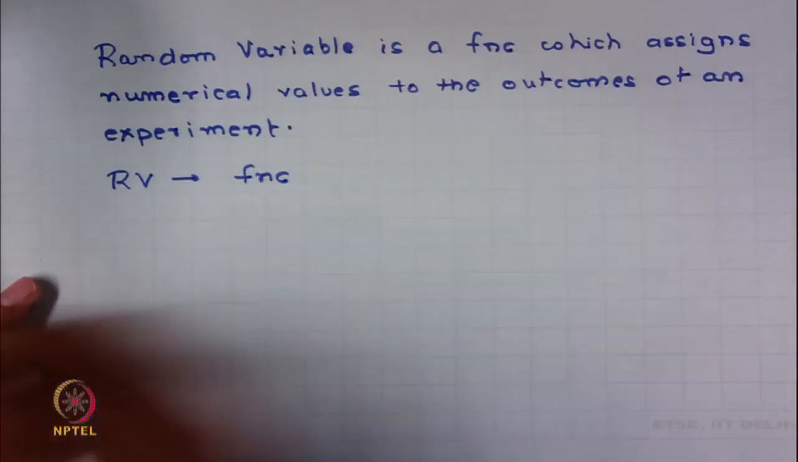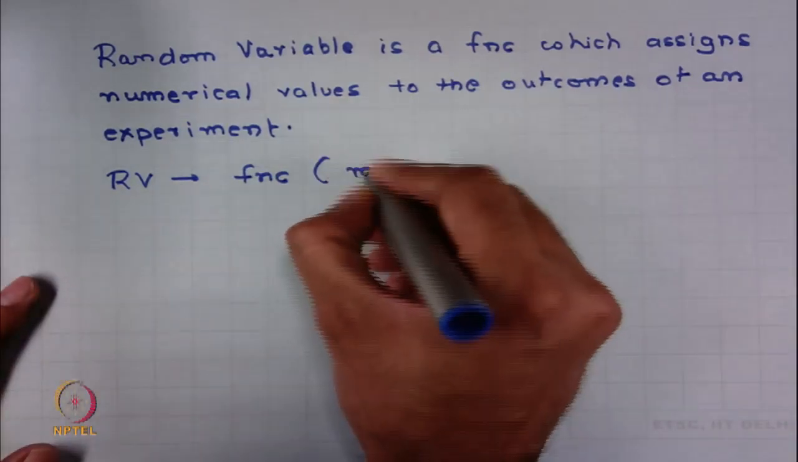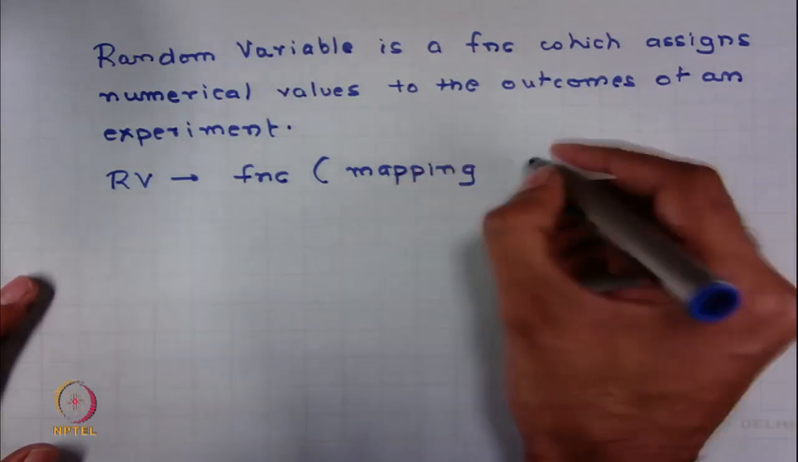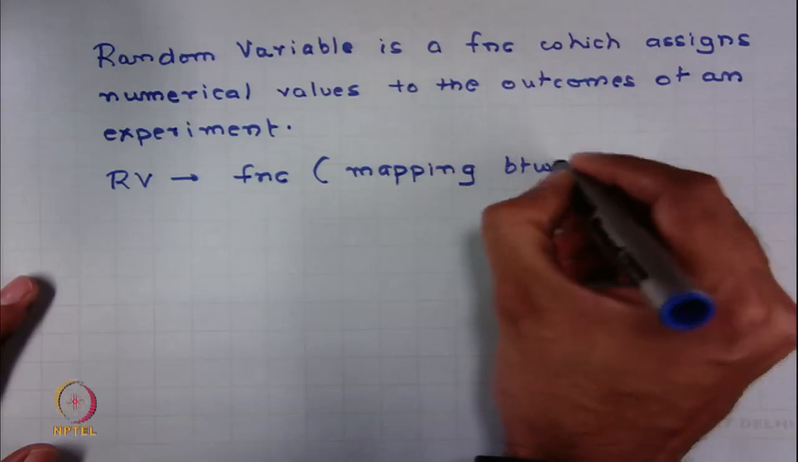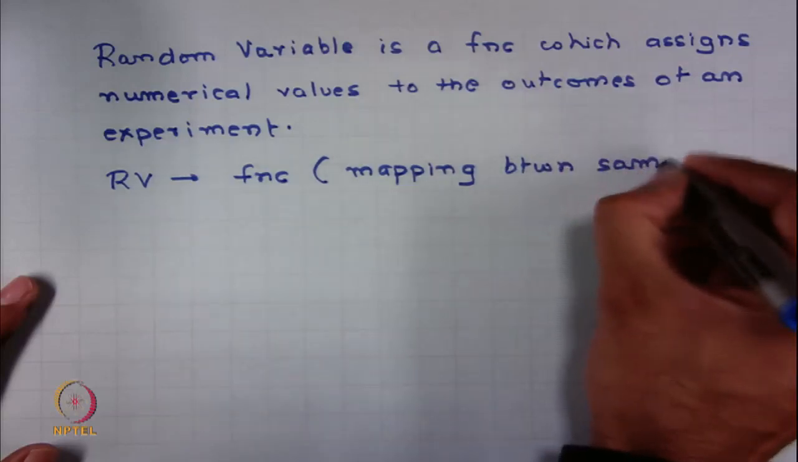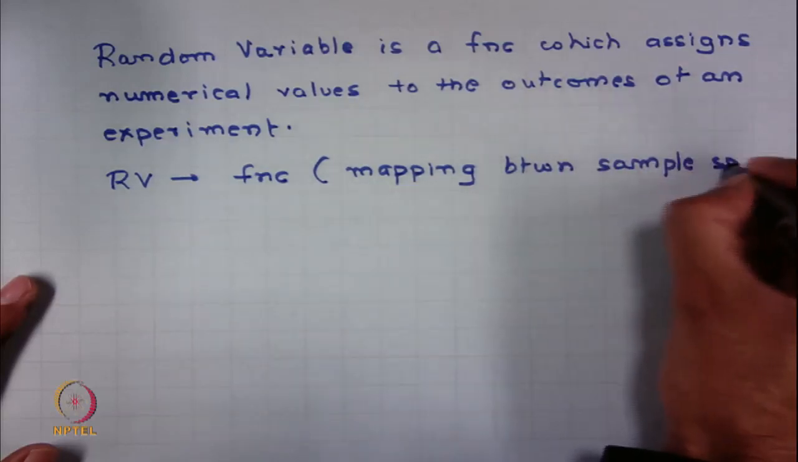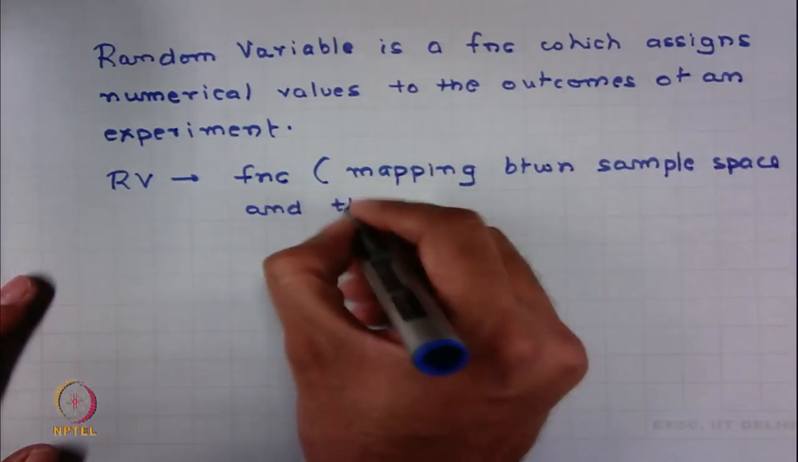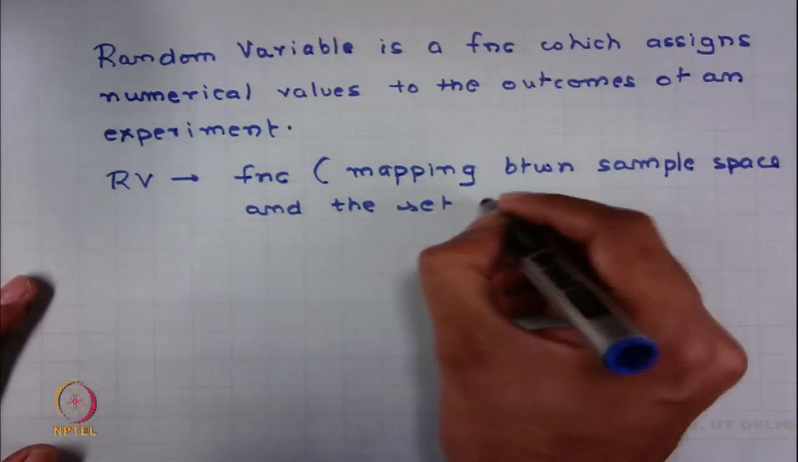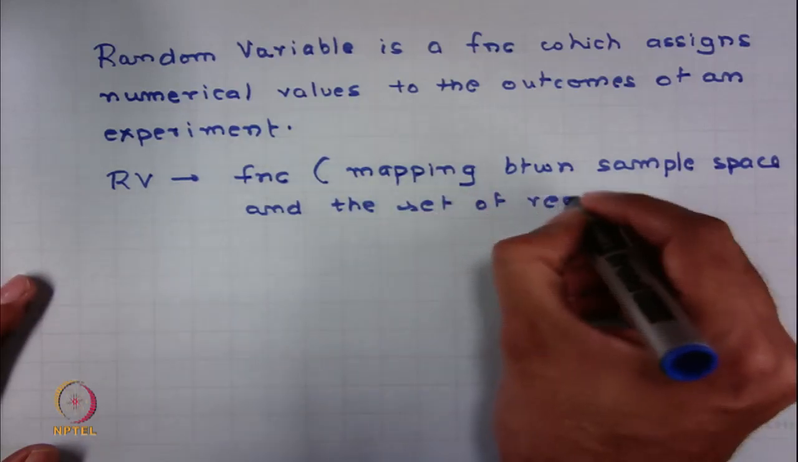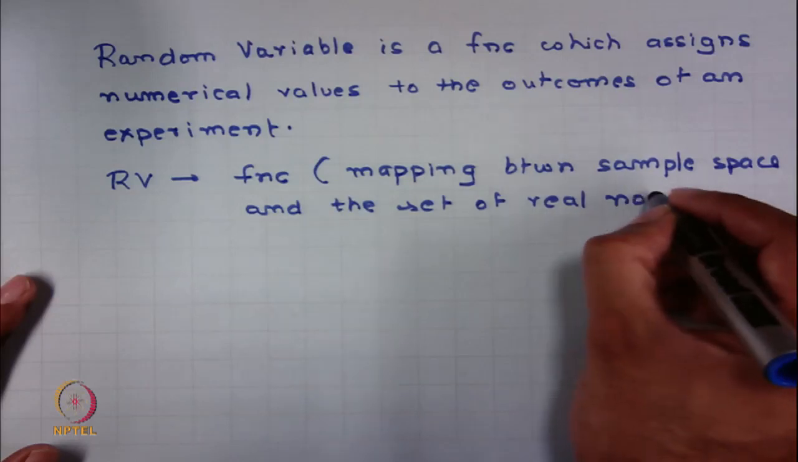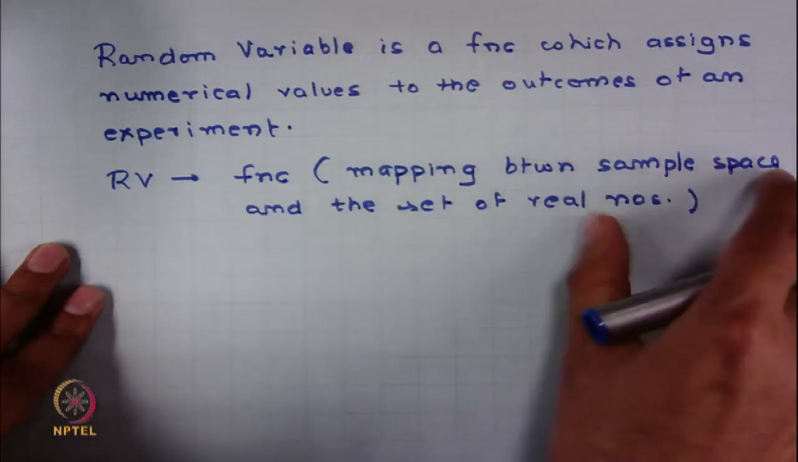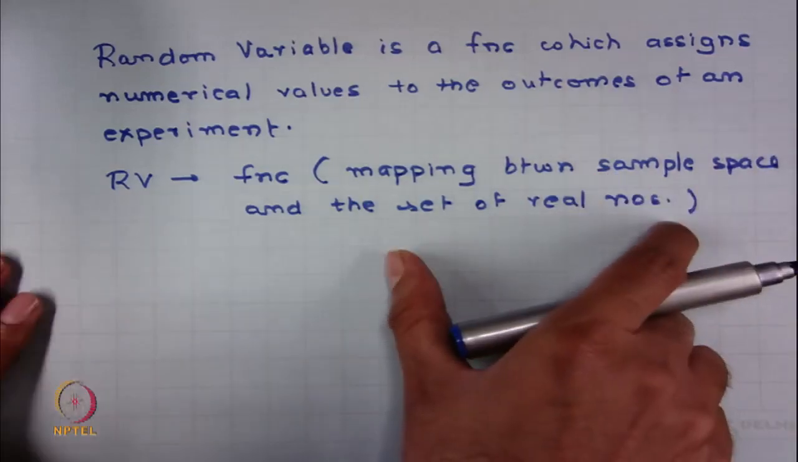It is a function that provides a mapping between, that is another definition, another way to think about the same thing, it provides a mapping between sample space and the set of real numbers. Okay. So, it is a function that maps the sample space to the set of real numbers.